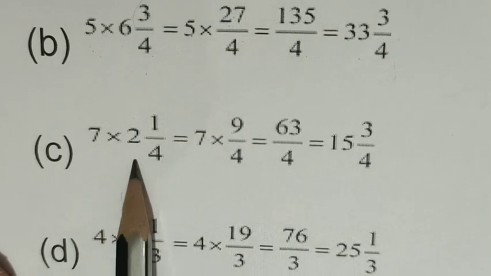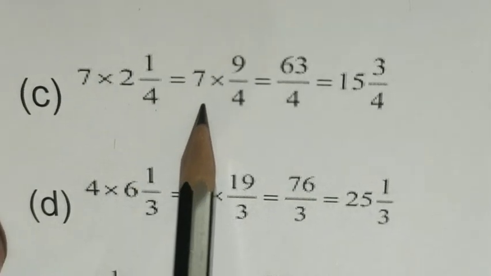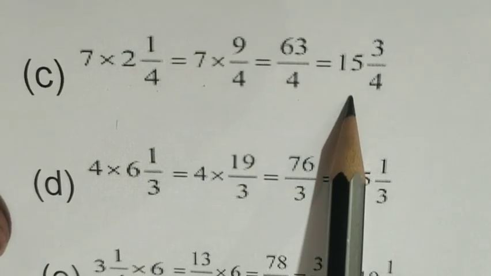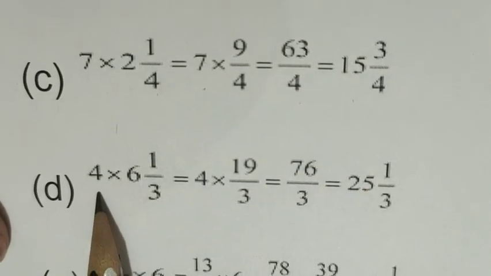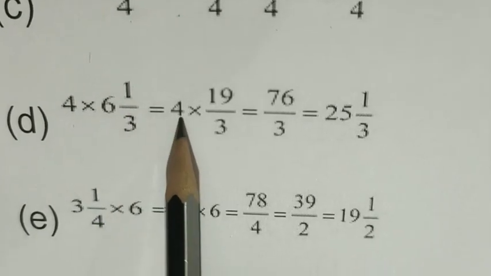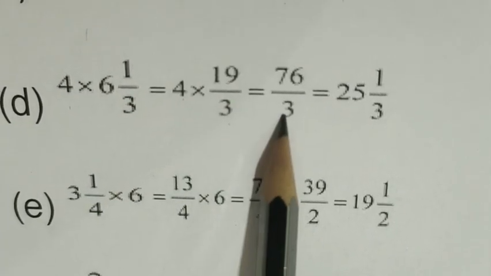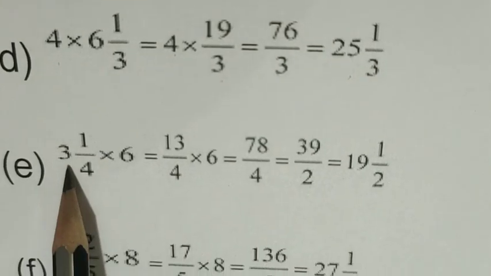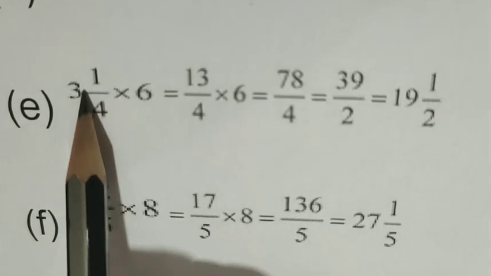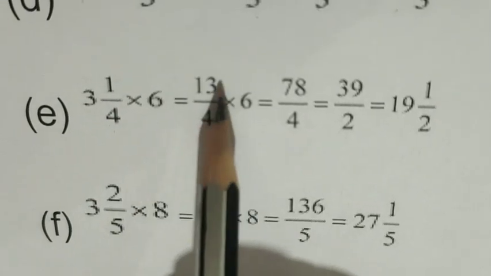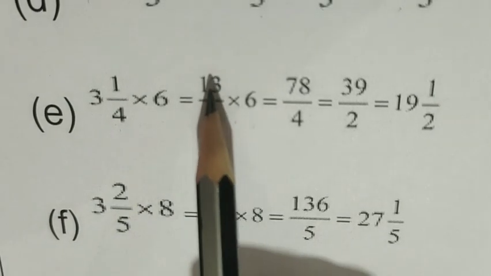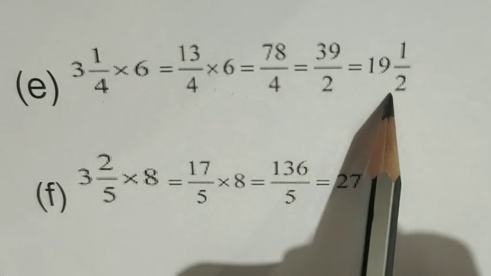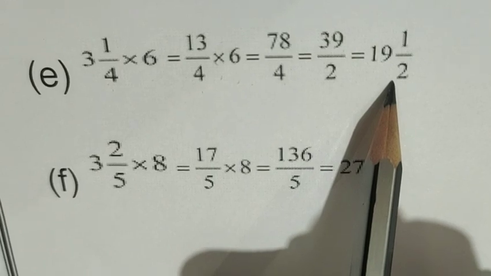Similarly, 7 into 2 integer 1 by 4 can be written as 7 into 9 by 4, which is equal to 63 by 4. And again 15 integer 3 by 4. 4 into 6 integer 1 by 3 means 4 into 19 by 3 equal to 76 by 3 equal to 25 integer 1 by 3. 3 integer 1 by 4 into 6 means 3 integer 1 by 4 I converted into improper, 13 by 4 into 6. Again 13 and 6 are multiplied, 78 by 4 equal to 39 by 2, and convert into mixed fraction 19 integer 1 by 2.